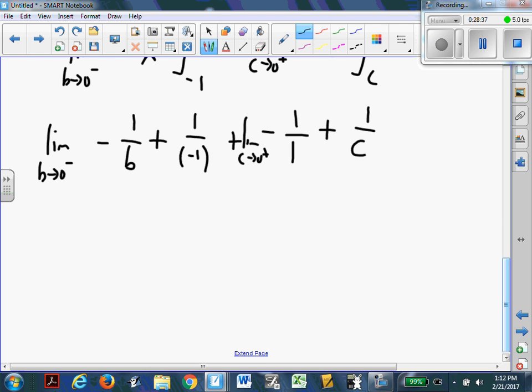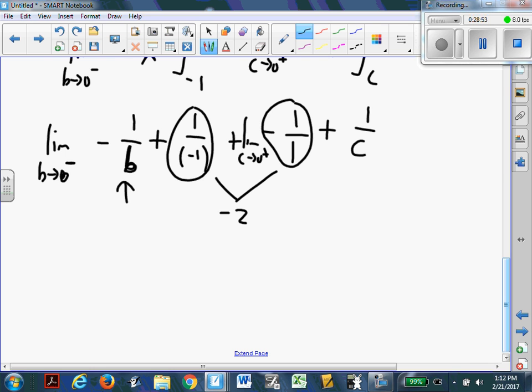If we take these limits as b approaches 0 from the left, this winds up not existing, this limit. I mean, here, that you can add. That's your -2. But the problem is this, as we approach 0 from the left, winds up being negative infinity. This, as we approach 0 from the right, winds up being infinity. This integral diverges. It doesn't have an area.